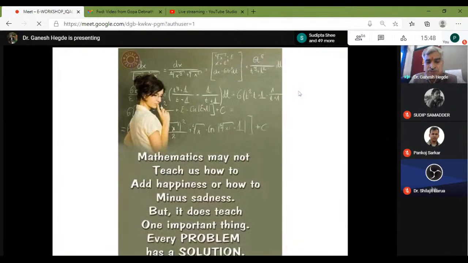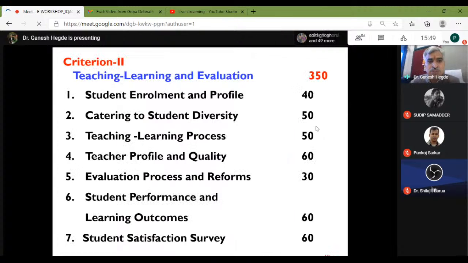So you can do your own self-assessment this way, so that it will help. One of the teachers was saying that mathematics may not teach us how to add happiness or how to subtract sadness, but it does teach one important thing: every problem has a solution. So when you have a problem, there will be a solution. The institutional IQAC coordinator needs to look into how the problem can be converted into a solution.